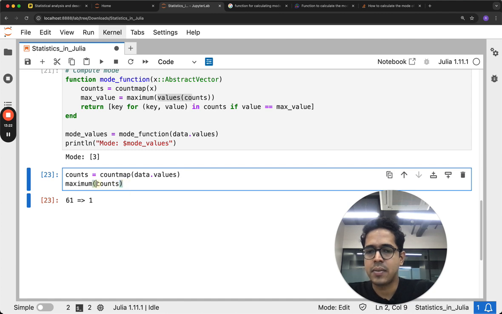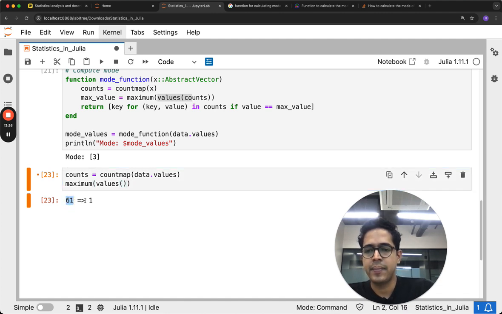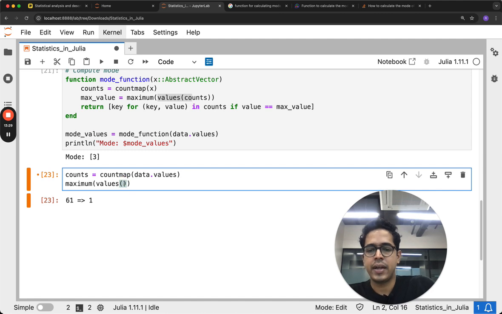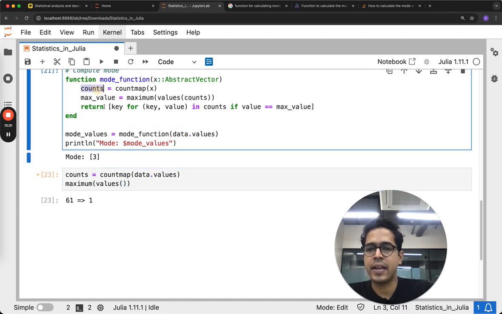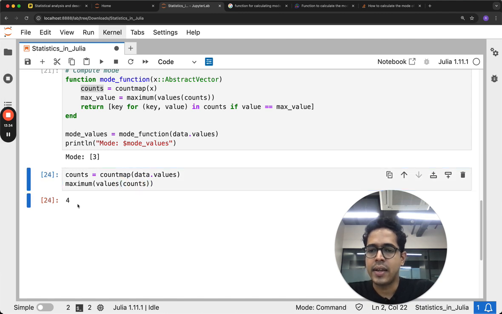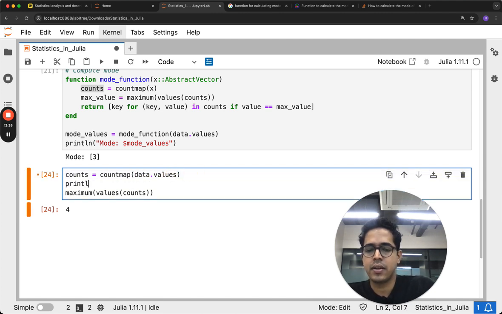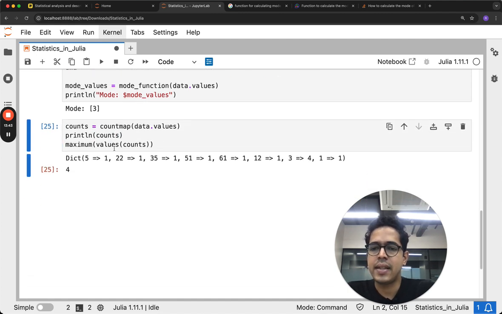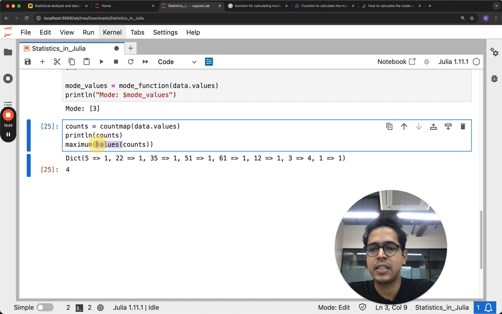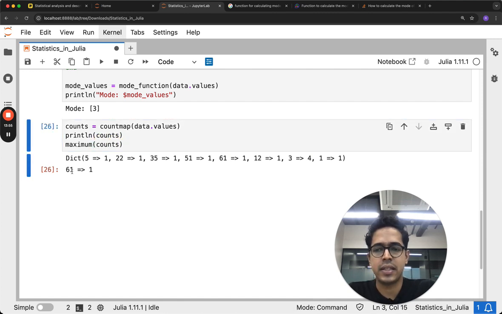61 is occurring once, but if you want the value within the key value pair, so this is key and this is value, we are looking at the values of the key value pairs in the variable called counts, and then you will get 4. Why? Let me print. When we print counts, you can see that among the key value pairs, the maximum value is 4. This is the maximum value, but the maximum key is 61.